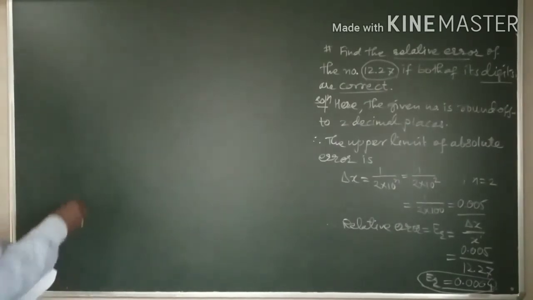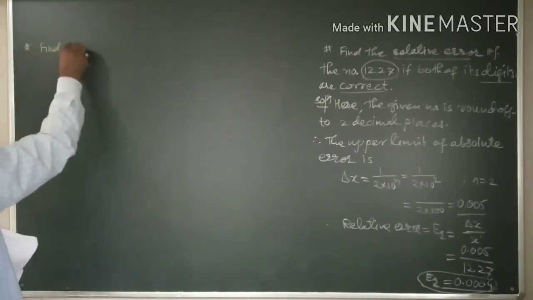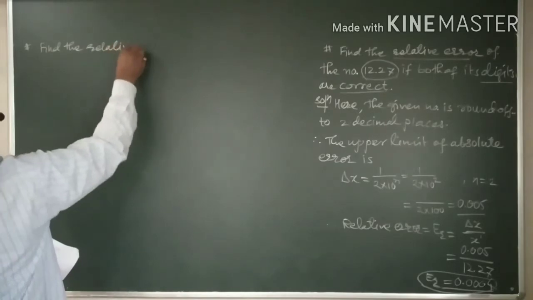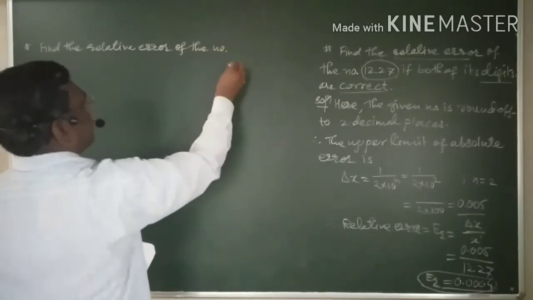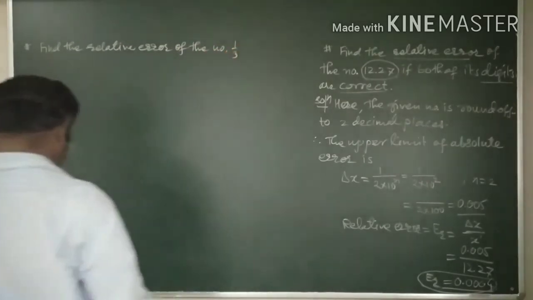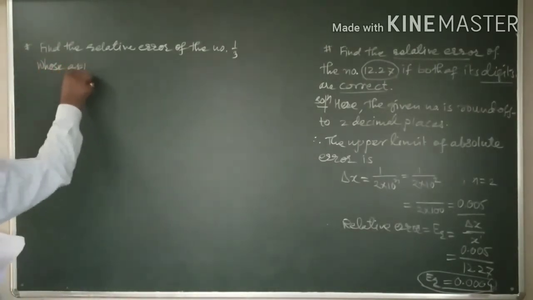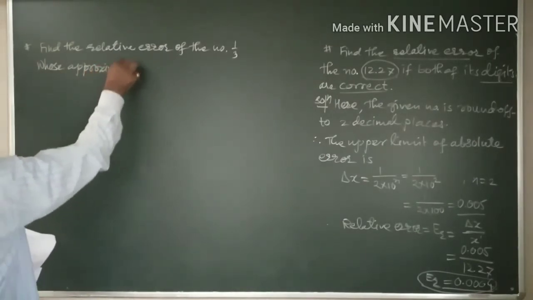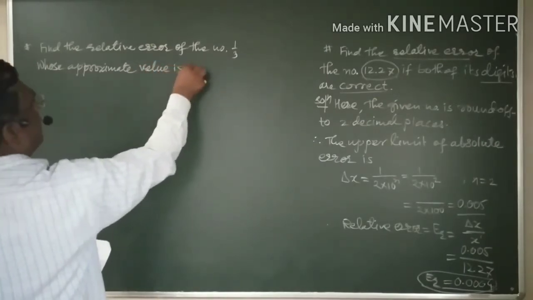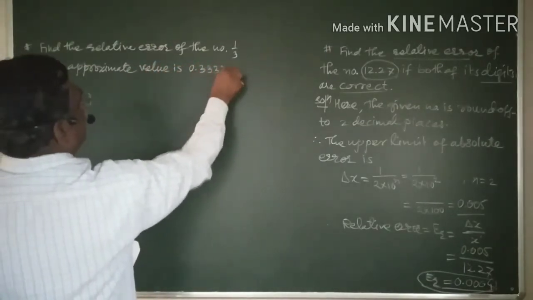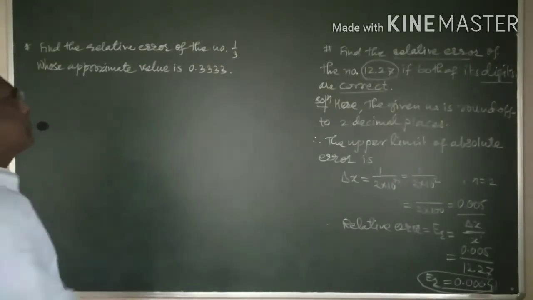Now let us go for another example for your practice. Find the relative error of the number 1 over 3, whose approximate value is 0.3333, that is 4 times 3.